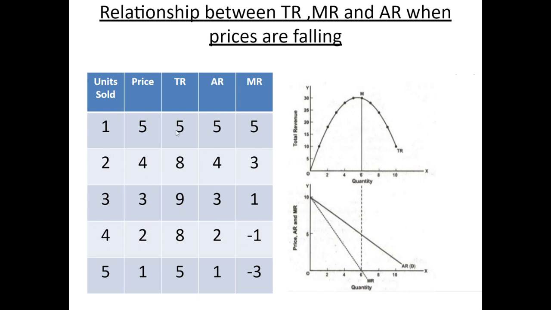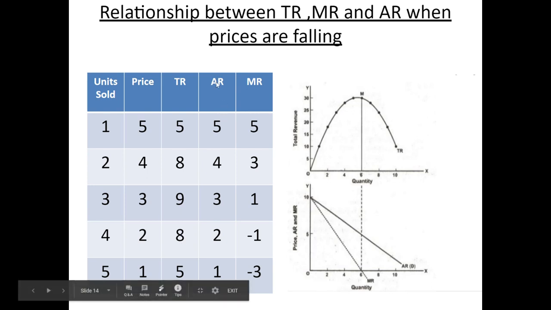Likewise, we calculated TR, AR, MR for the constant prices. Similarly, we're going to find out the total revenue when prices are falling. So, price into units sold is equal to total revenue. We get the schedule of TR as 5, 8, 9, 8, and 5.